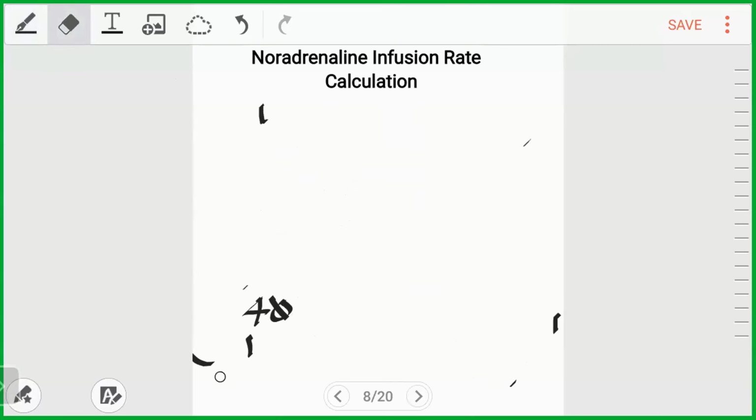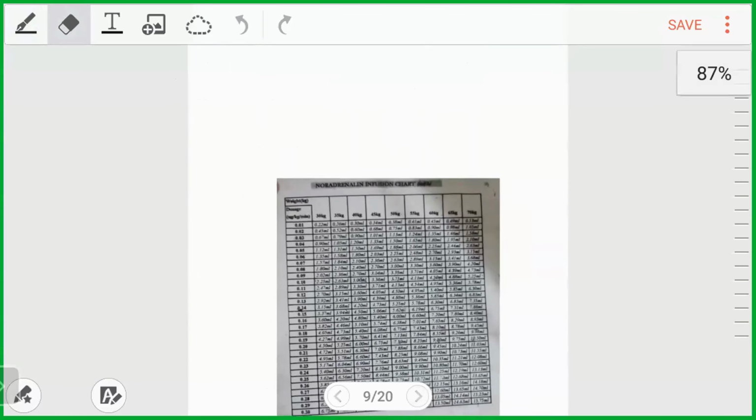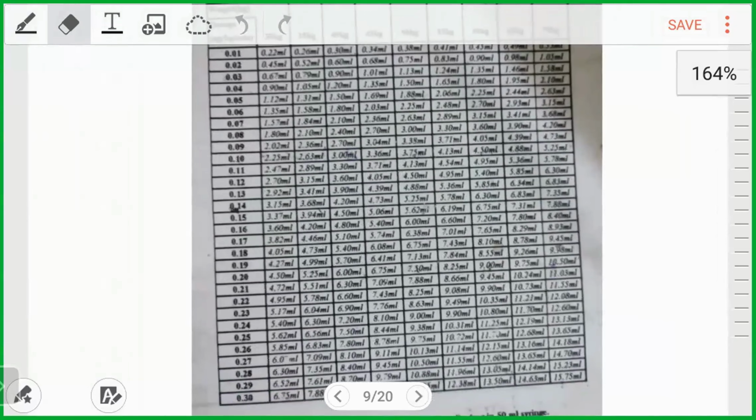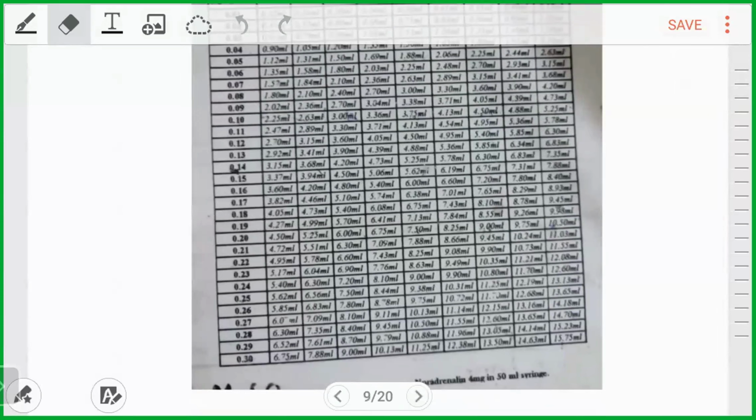Sometimes you may have a facility of a written document, which includes the drop rate, the drop volume rate according to their own weight, right? So this is such a graph. Right, so use this graph. You have to prepare 4 milligram in 50 ml vial.